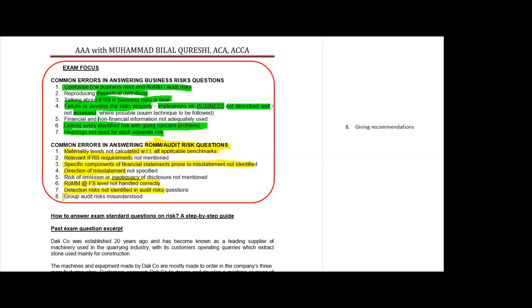Group audit risks are sometimes misunderstood. We will develop a better understanding of these once we move on to the exam standard questions. So if there are any ambiguities or confusions, please put up your questions via the chat box, or through other mediums. You can raise your hands.